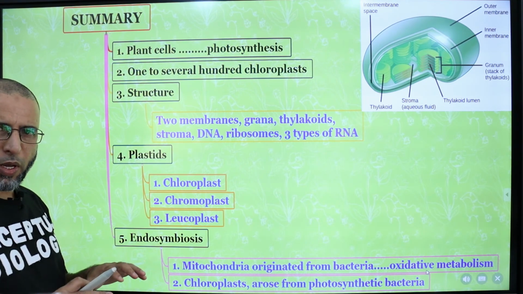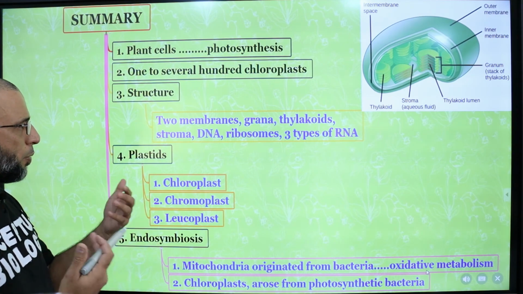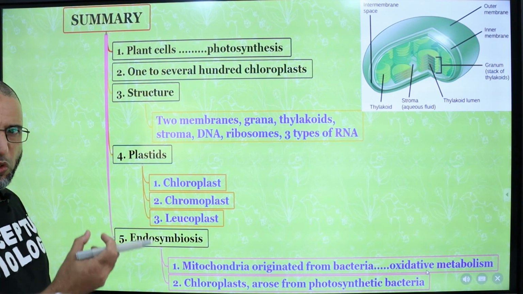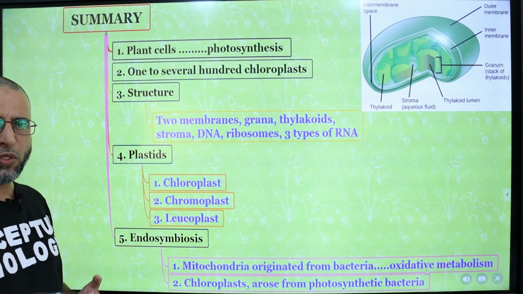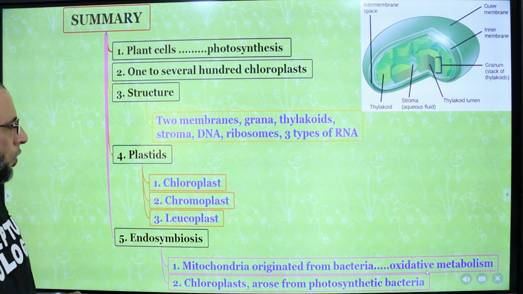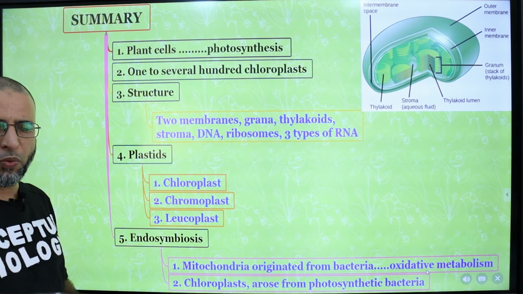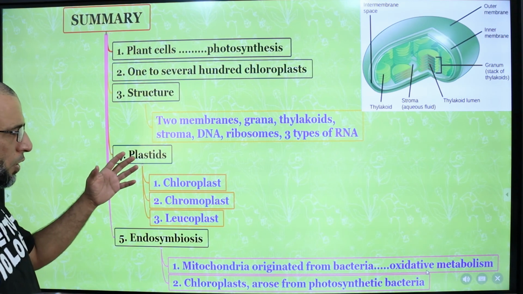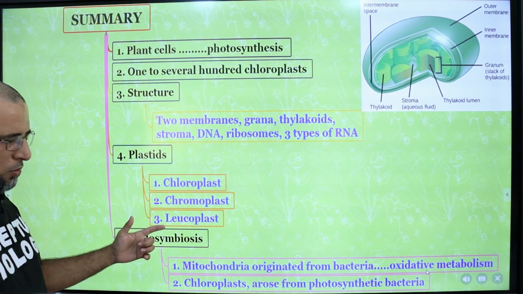A system of membranes is also present in chloroplast, surrounded by the stroma. These thylakoid membranes form structures which are called grana. Thylakoid membranes contain photosynthetic pigment which is called chlorophyll. Plastids are a group of related organelles found in all types of plants and algae. There are 3 types of plastids, that is chloroplast, chromoplast, and leucoplast.